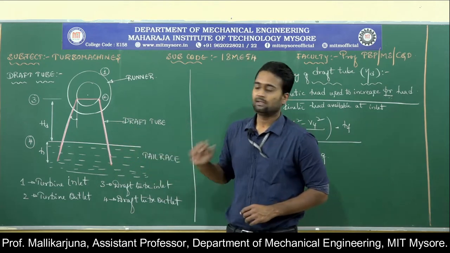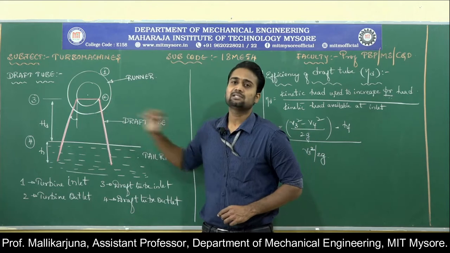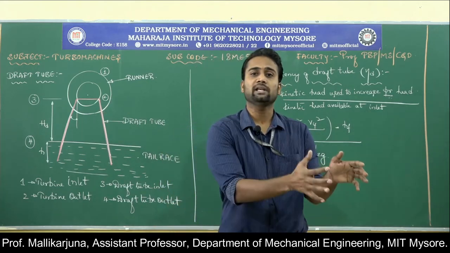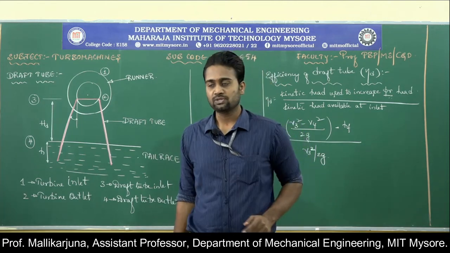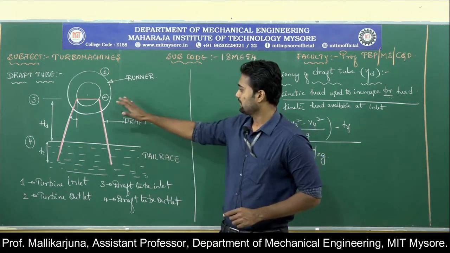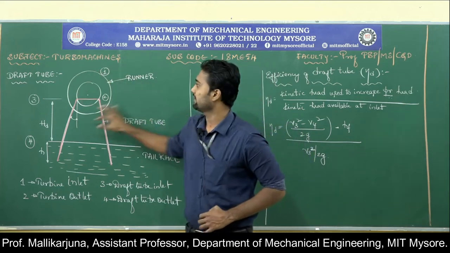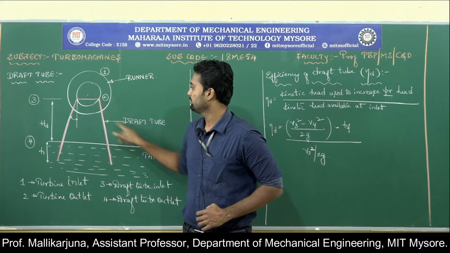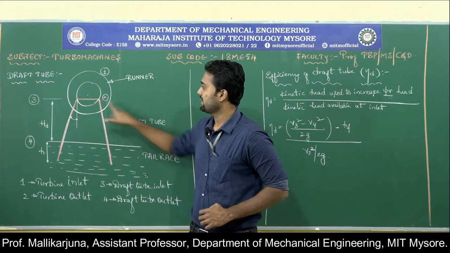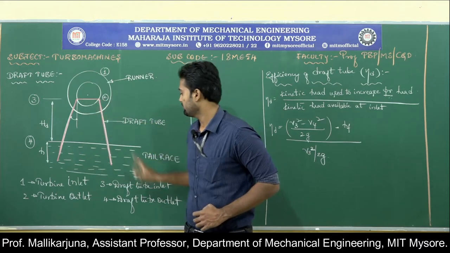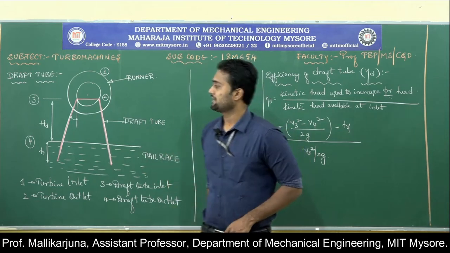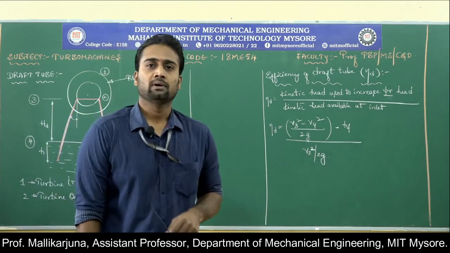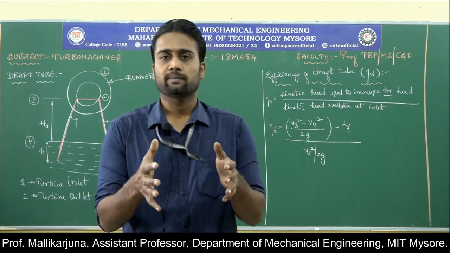The next thing is, why is this draft tube required? What is the necessity of this draft tube in reaction turbines? That is the question. So now try to understand the sketch. I have written the runner. To the runner exit, I have attached the draft tube. The smaller portion of the draft tube is attached to the runner exit, and the larger portion is immersed inside the tail race.